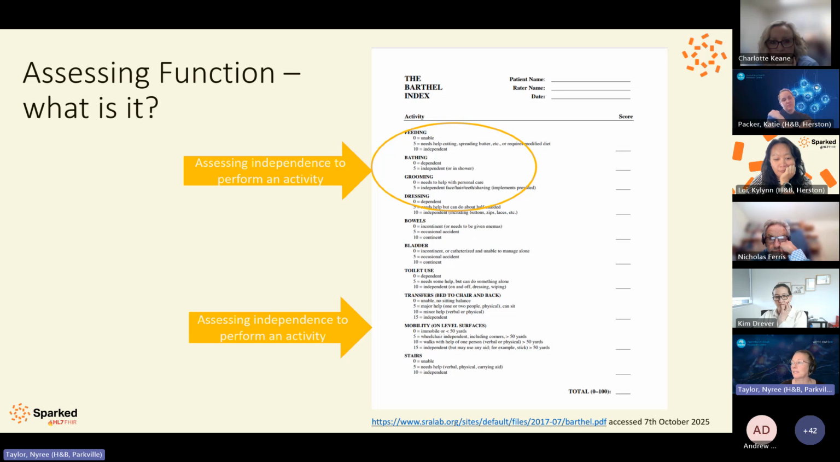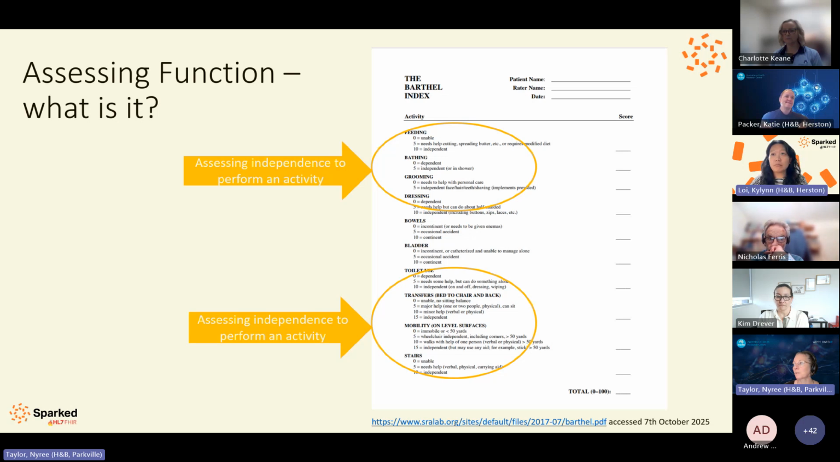Now, they're activities, and we're looking at the level of independence that an individual has in being able to perform those specific activities. But if you look at the yellow circle at the bottom of the slide as well, we're actually also looking at toilet use, transfers, so bed to chair and back again, and mobility, so on all level surfaces, and the stairs. Again, we're looking at how independent the individual is to be able to perform that activity, or the capacity for them to perform it.